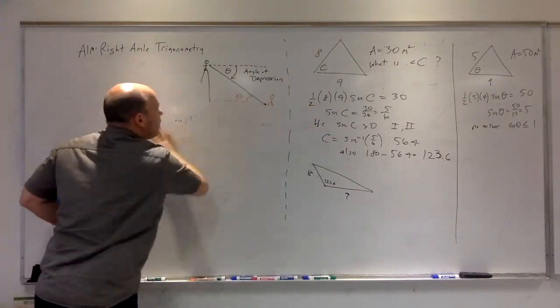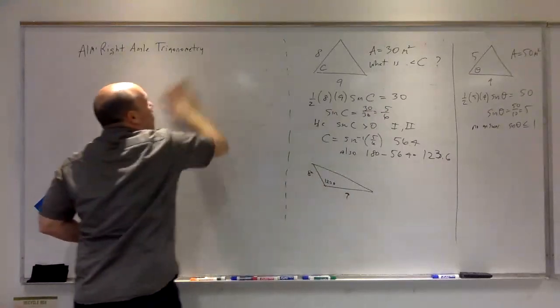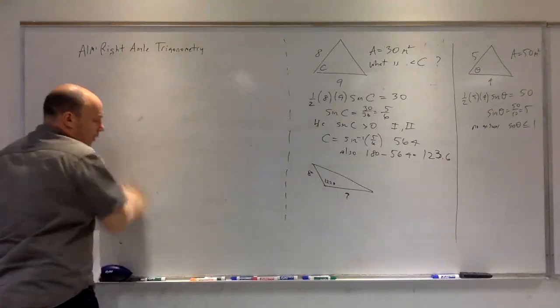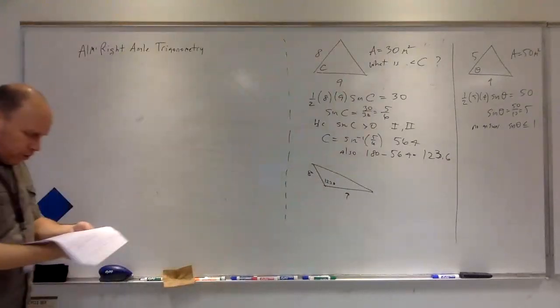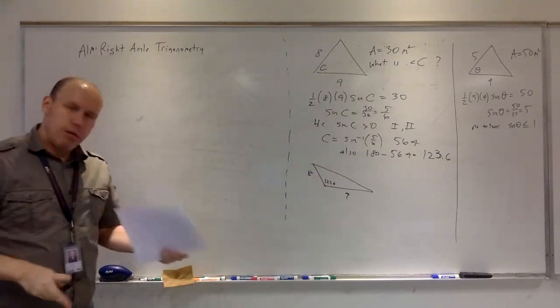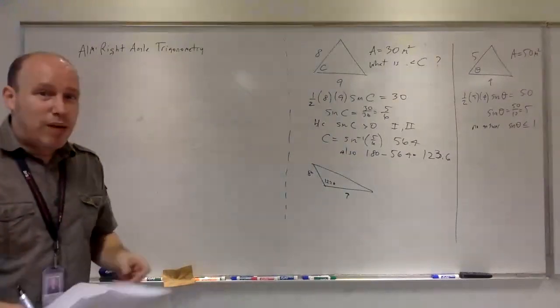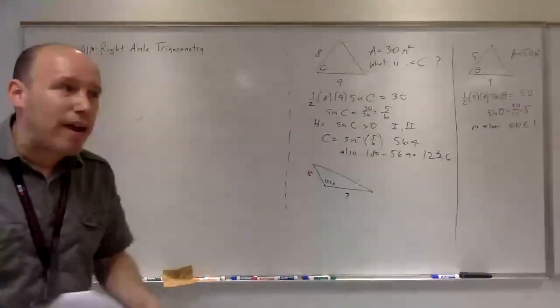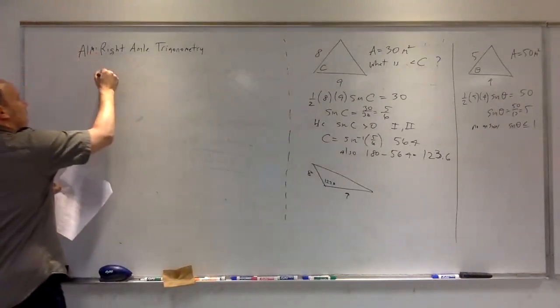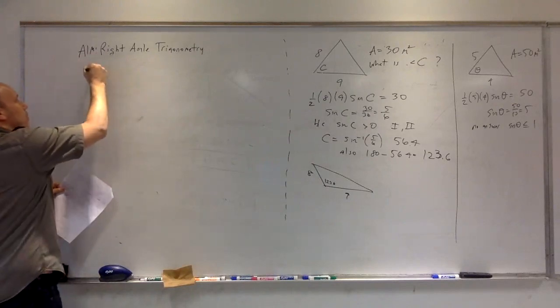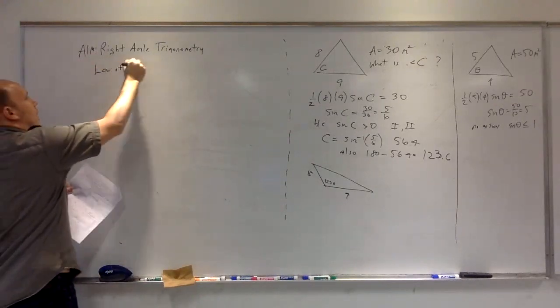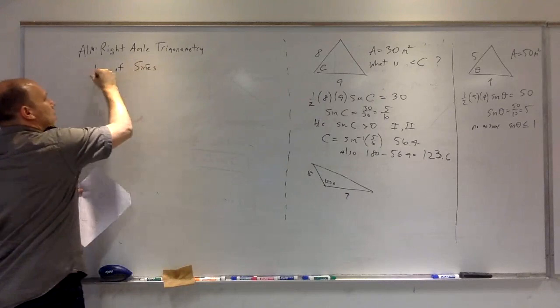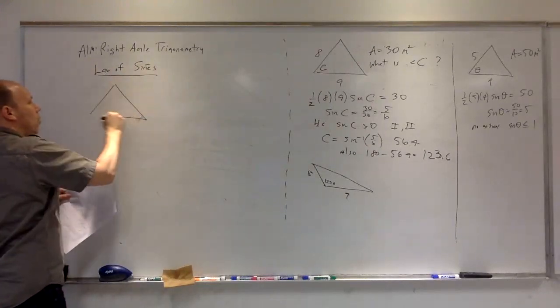So, next thing we want to do is extend this a little bit more. Now that we've moved past right angle trigonometry, we can work with any triangle. So let's explore the relationship of the sides of any triangle. Let's start again with my diagram. So this is the law of sines. Okay, so let's start over again.